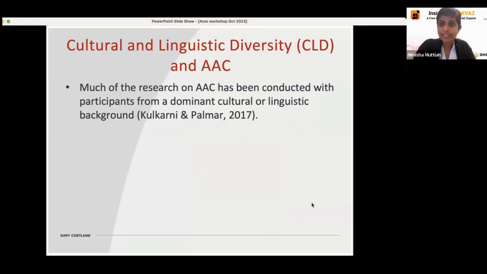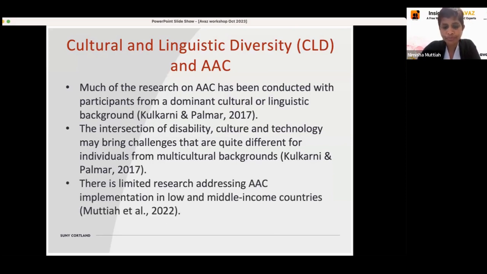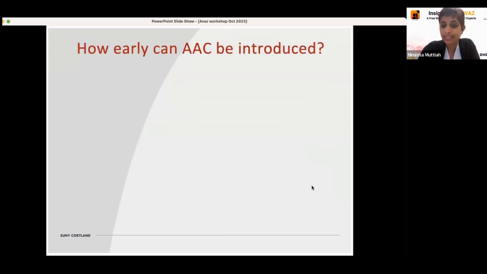I want to talk a little bit about my research, which is very much focused on implementation of AAC in low and middle income countries like India and Sri Lanka. As part of that, we have to look at the research that's currently out there on AAC. A lot of it has been conducted in North America, based on the dominant culture and linguistic background being English. But if we think about individuals who are speaking languages other than English, or individuals from multicultural backgrounds, this intersection of disability, culture, technology, and now language brings a whole different challenge. And that looks quite different compared to the research that's being published, the majority of it in North America. So unfortunately, there's limited research addressing AAC implementation in low and middle income countries, like the countries we're from, like I said, Sri Lanka and India.